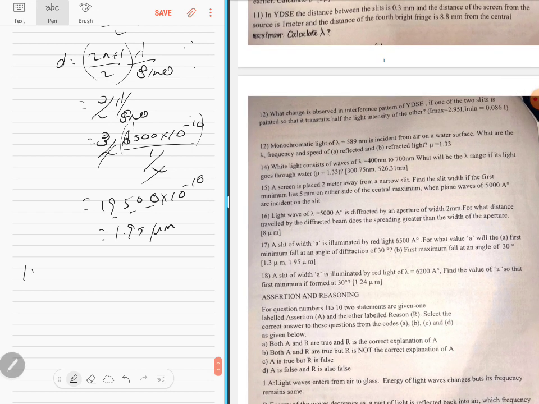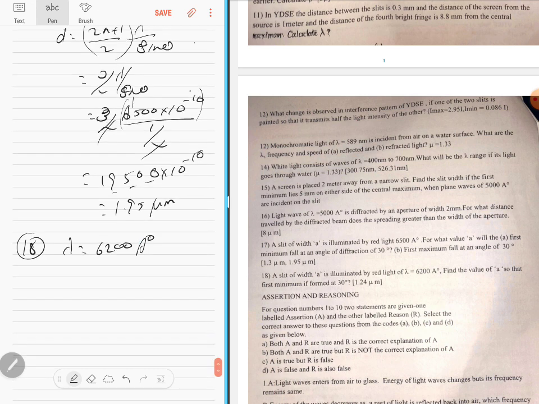Next question is also a similar sum. A slit of width a is illuminated with red light of wavelength 6200 Angstrom. Find the value of a so that the first minimum is formed at 30 degrees. So it's the same sum, right? First minimum. This is diffraction. So you all know a sin theta is equal to 1 lambda.